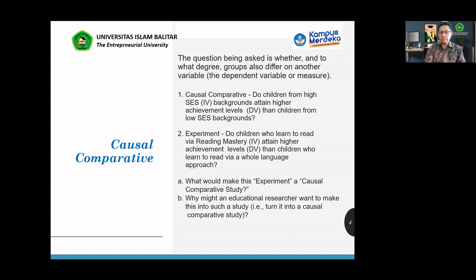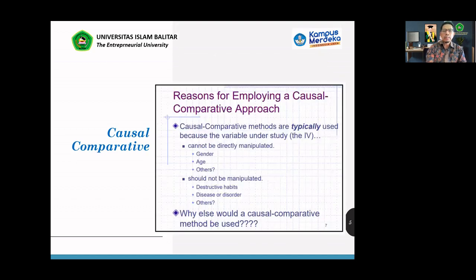And in this virtual session, I will not explain about this, but I will explain directly in the discussion among your groups. Okay. So the reason for employing a causal comparative approach is that causal comparative methods are typically used because the variables under study, like the independent variables, cannot be directly manipulated.